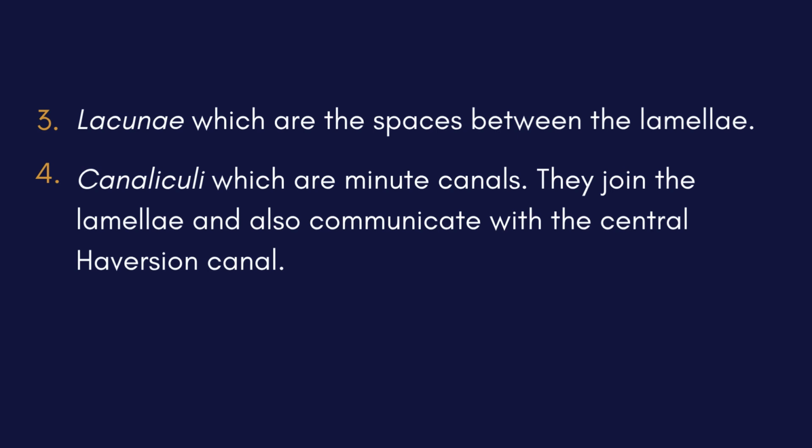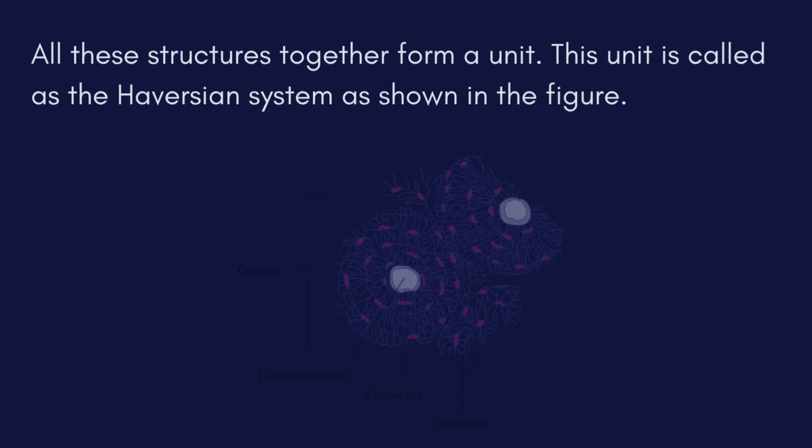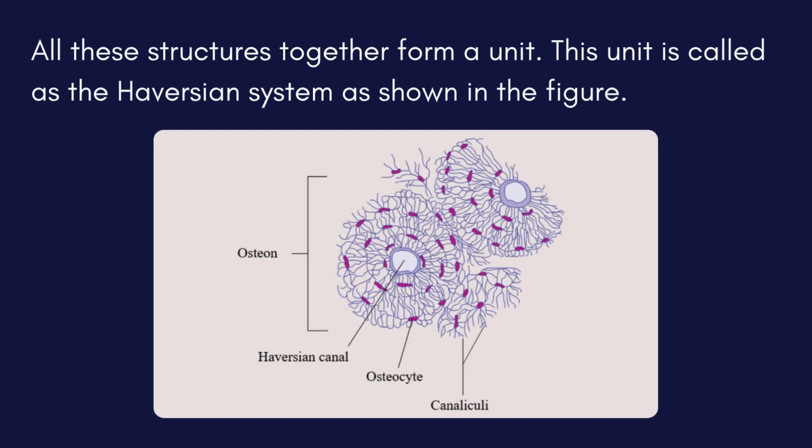And fourth one, canaliculi, which are minute canals. They join the lamellae and also communicate with the central haversian canal. All these structures together form a unit. This unit is called the haversian system, as shown in the figure.